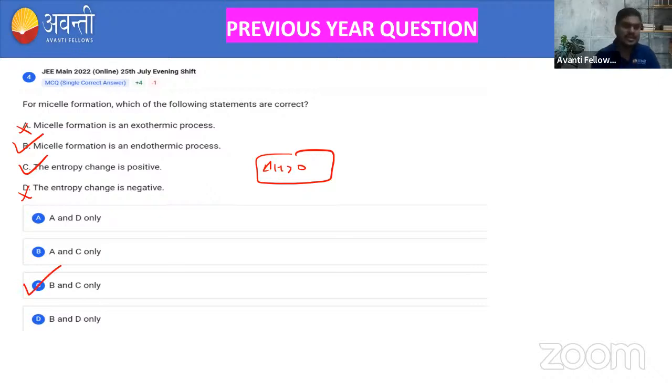Option C is correct, that is, the one containing B and C only. So this is how we solved it all. You also try to solve questions related to this chapter, surface chemistry. In tomorrow's class also we are going to solve some numericals related to previous year questions, and after completing this we are going to do the next topic. So if anyone has any kind of doubt, you can ask.